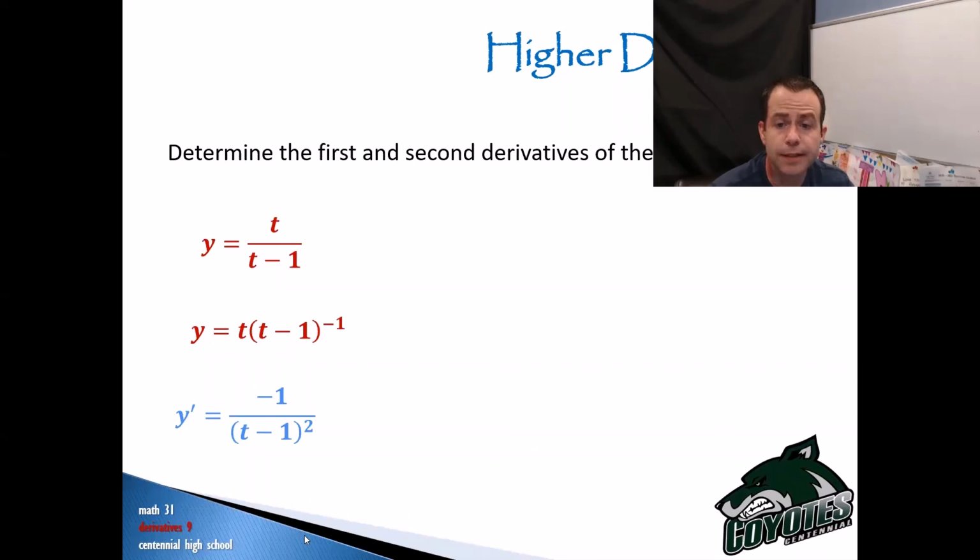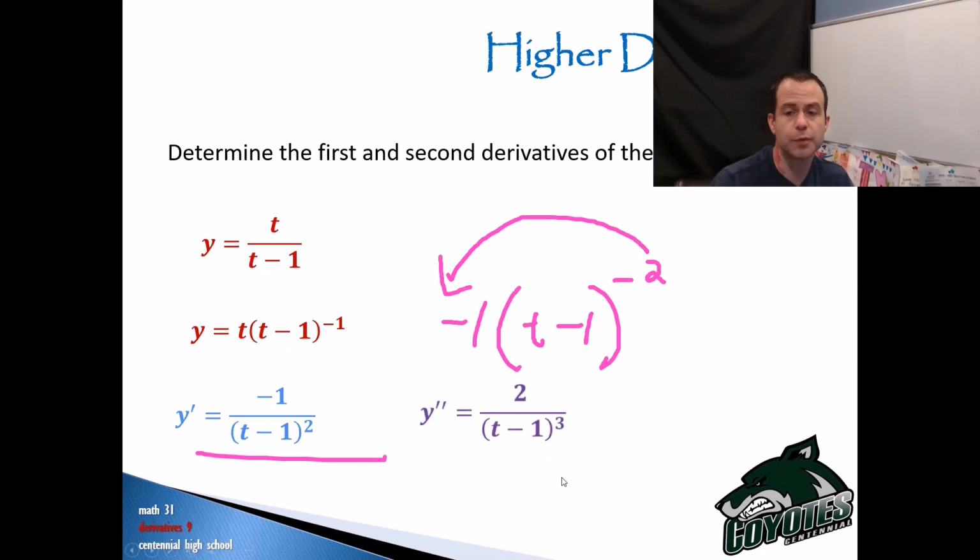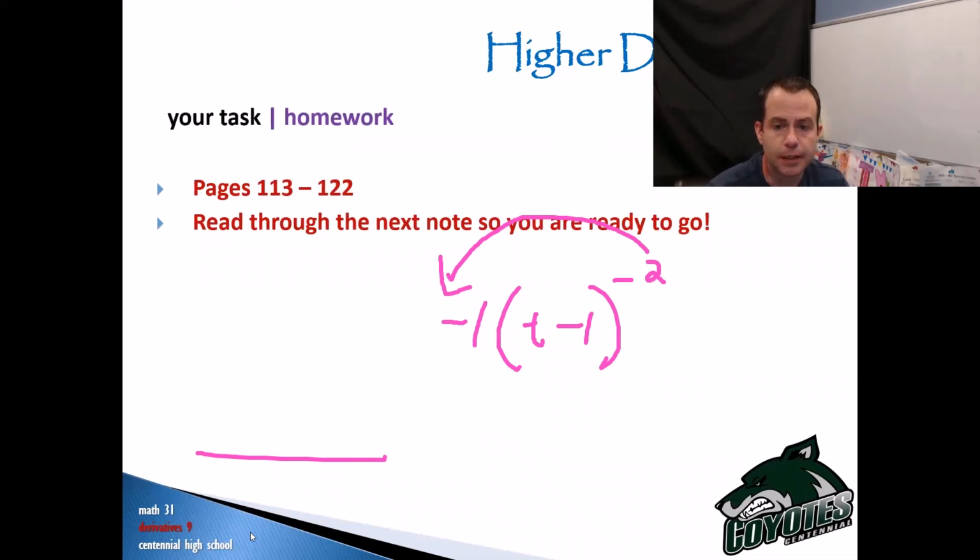Okay, so now to get the second derivative, I'm just going to look at this guy as -1 t minus 1 to the -2. Okay, so the -2 will come to the front. So that's going to end up being -1 times -2, which is +2. T minus 1 then drops down to -3. So I'll bring that underneath and it'll become t minus 1 to the +3 with a 2 on top. So the second derivative is 2 over t minus 1 to the 3. Okay? All right. Oh, let me get the ink off for you.